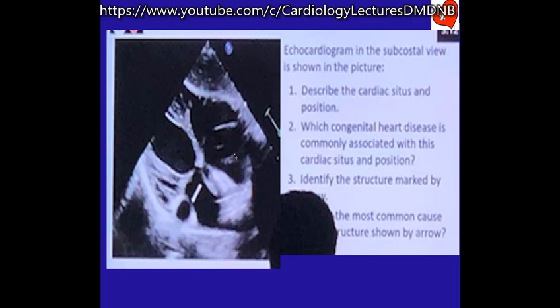LTGA, sir. Okay, LTGA. Identify the structure marked by the arrow. Coronary sinus. In this case, don't say LTGA, because in this case it won't be LTGA. What TGA will it be? It will actually be RTGA. Okay, sir. So say corrected transposition of the great arteries. And then identify the structure marked by the arrow. That is dilated coronary sinus, indicating drainage of RSVC into RA through the coronary sinus.